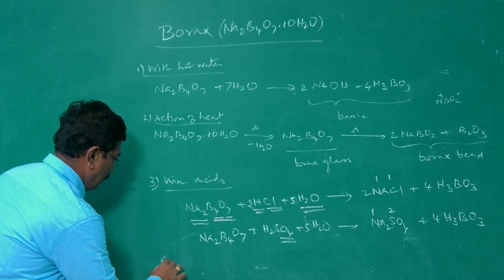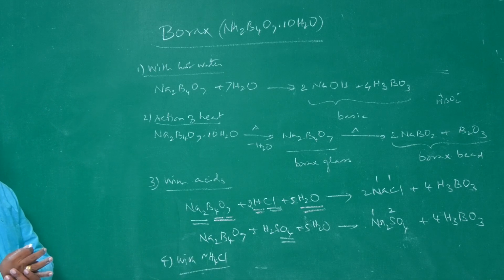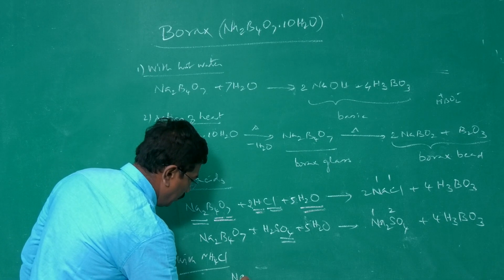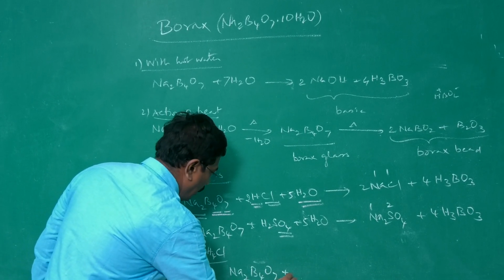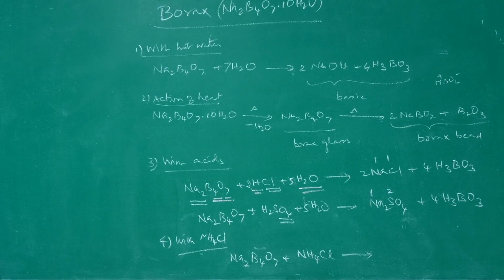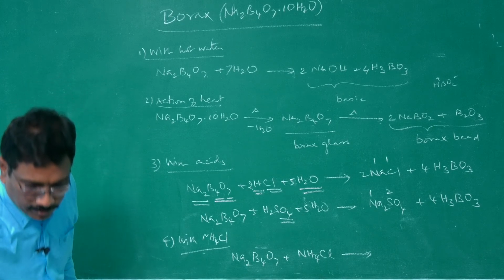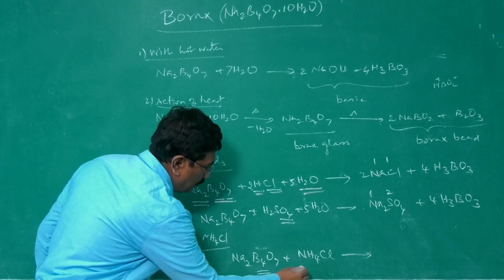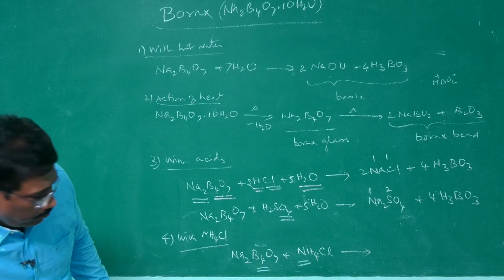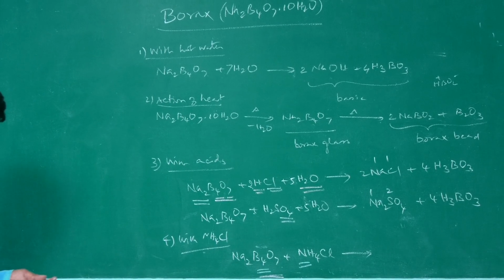Then with ammonium chloride, it forms boron nitride and boron trioxide as well. This is the ammonium chloride: Na2B4O7 plus NH4Cl. The important products are boron nitride and boron trioxide. Boron with nitrogen, boron nitride. Not only that, boron trioxide is also formed. Rest, sodium chloride and other things, we can write easily.